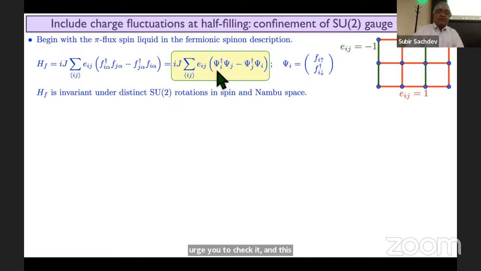And now in this form, a different symmetry is explicit. It's the symmetry of SU(2) rotations acting on the left here, and that's the symmetry of Nambu. Now in this case, it's a global symmetry, but once you put in the SU(2) gauge field, which you now can do in the usual way, this will become an SU(2) gauge symmetry.